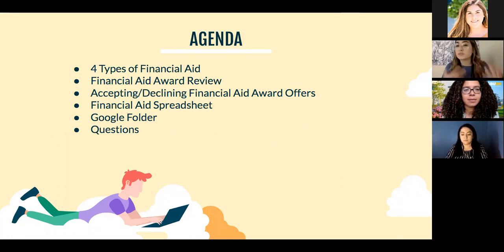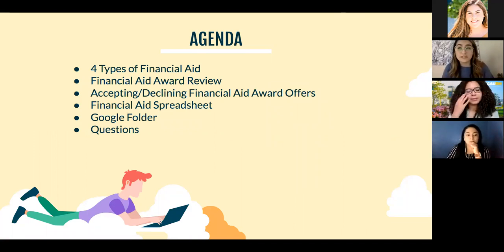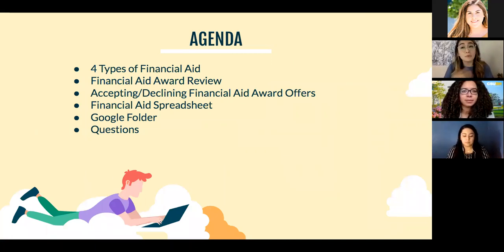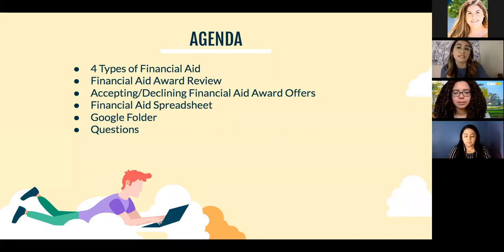Before we get started, I want to review the agenda so you all know what we're going to be talking about today. First, we're going to briefly go over the 4 different types of financial aid. I'm sure at this point most of you seniors have already seen the different types, but we want to make sure we review what those are. Then we'll talk about what an actual financial aid award letter is and how to review it, including some of the things that the letter might contain. Also, learning how to accept and decline those financial aid awards, because we want to make sure that we accept them for whatever school you end up deciding to attend, right?